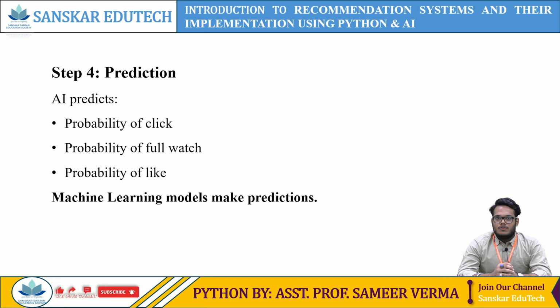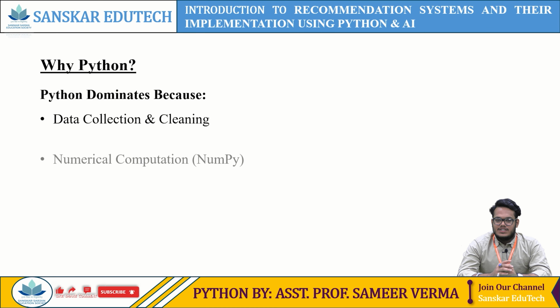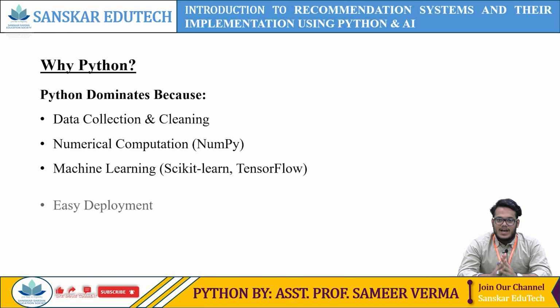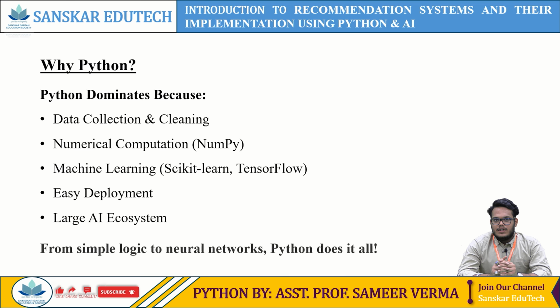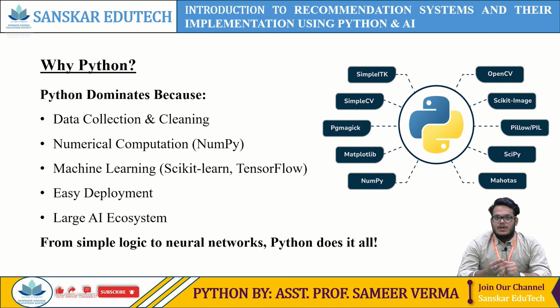Now we know the steps of how recommendation systems work. But why do we use Python? Like, why do we skip C, C++, JavaScript, etc.? Why does Python dominate recommendation systems? This is simply because it supports the entire AI pipeline. With Python, developers can collect and clean data, perform numerical analysis, build machine learning models, deploy systems into real-life applications, etc. So from simple logic to complex neural networks, Python handles it all.